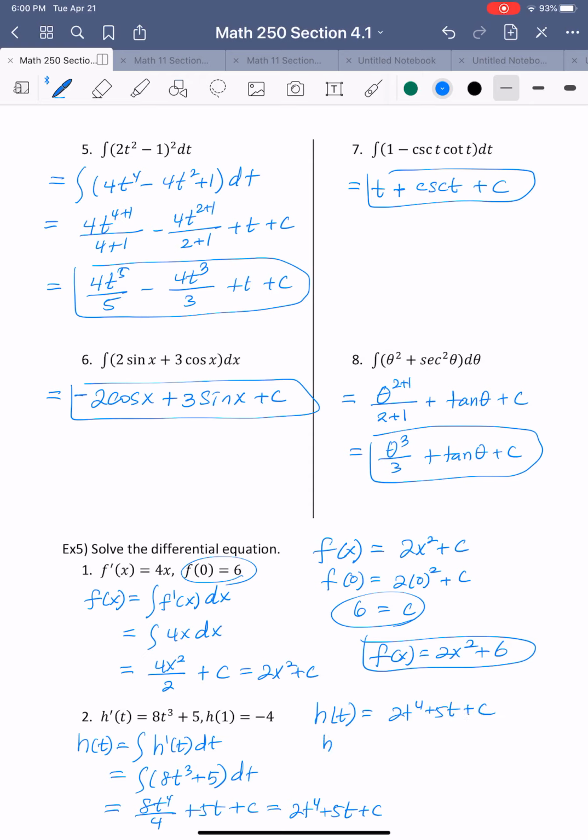And then h of 1 is negative 4, so plug in 1. 2 plus 5 plus c equals negative 4, so negative 4 equals 7 plus c. Subtract 7 from both sides, c is negative 11. So h of t becomes 2t to the 4th power plus 5t minus 11. All right, so that's all.